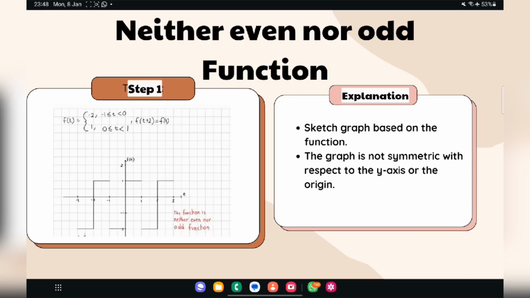So next, for the neither even nor odd function, this is the graph that I have sketched. We can know that this is neither an even nor odd function by seeing the graph, which is not symmetric with respect to the y-axis or the origin. So this is a neither even nor odd function.